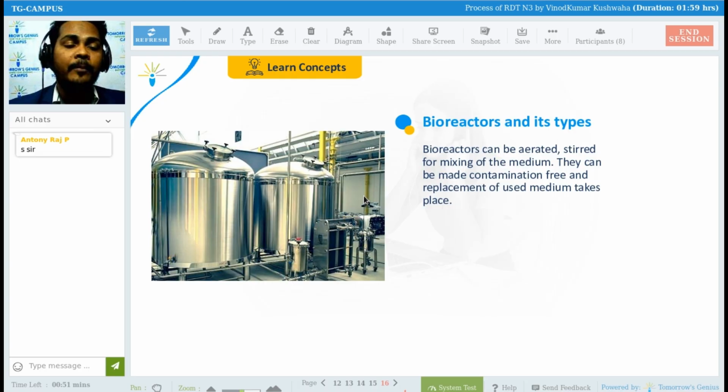Stirred for mixing the media. That means inside, it is just stirred so that it rotates. So for rotation, like shakers, it needs proper mixing, so that the media present is digested periodically. So they can be kept contamination free, and replacement of used media takes place. That is possible in this bioreactor.